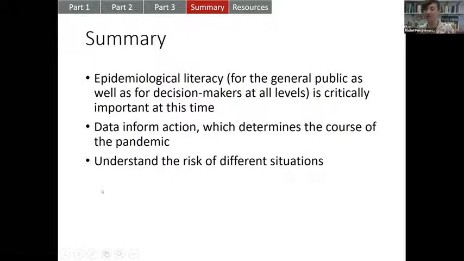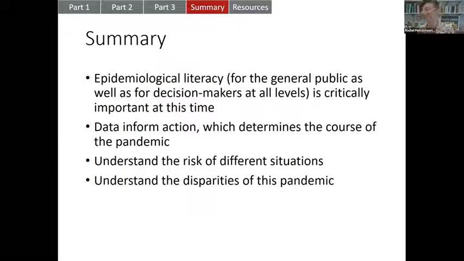We need to understand not only the risk in a given country, state, county, but different situations, and think about a scenario that you might find yourself in your day-to-day, and how safe is that scenario, and what can you do to make it safer, or should you not do that? We really need to understand the disparities of this pandemic, especially racial disparities, so that we know where to focus efforts in helping break chains of transmission and make sure that people have access to safe and effective treatments.